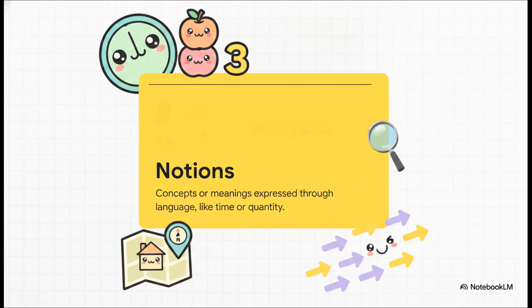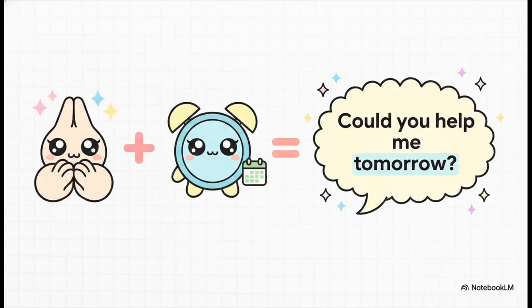If functions are the actions, notions are the underlying ideas or concepts that give our functions specific meaning. Notions are things like expressing time, determining a quantity, establishing a location, or indicating frequency. It's the context behind the action. Let's look at how these combine perfectly to prepare learners for everyday situations.